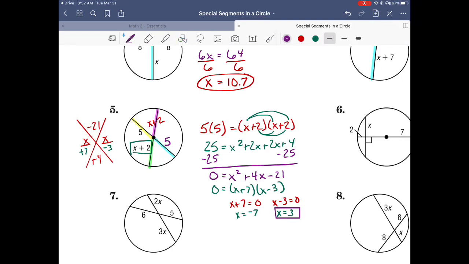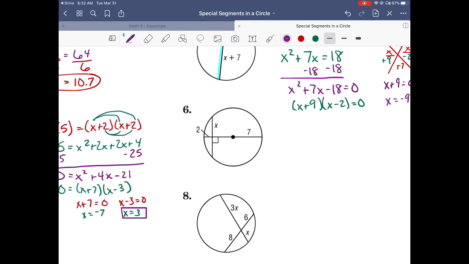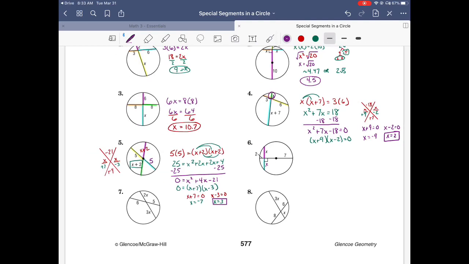Okay, so all of these are going to set up the same way. So this one, notice it's x, split it in half because of the rules we talked about before with chords. So this section will also be x, and you would just plug it in the same way. x times x equals 2 times 7. Okay, so the rest of these are more or less the same.